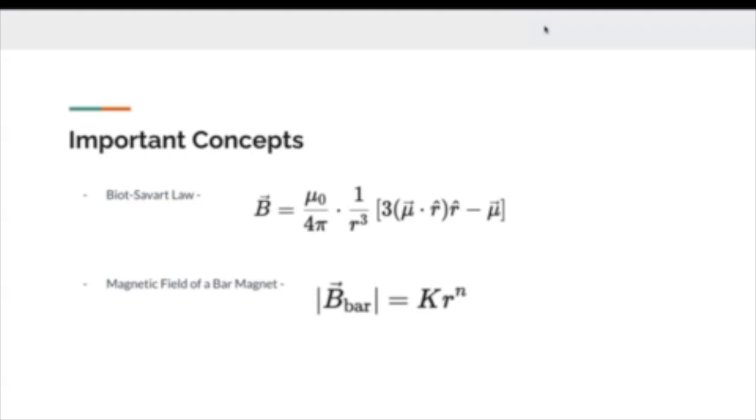In the magnetic field of a bar magnet formula, B sub bar is the magnitude of the magnetic field at distance r, K is the proportionality constant depending on magnet strength and configuration, r is the distance from the bar magnet, and n is the power law exponent.